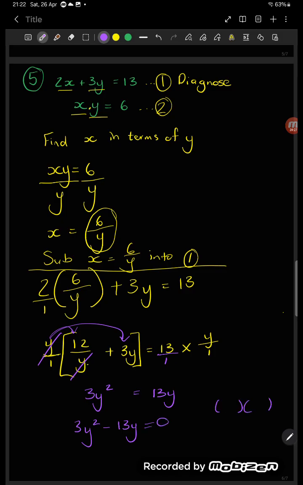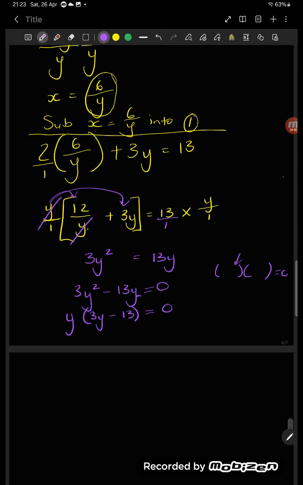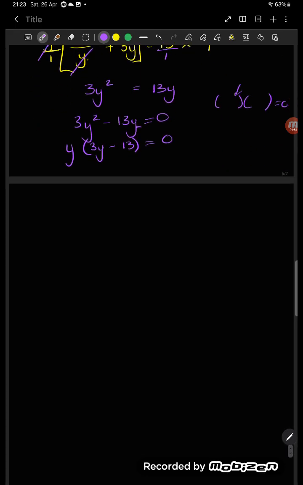Because we essentially need 2 brackets is equal to 0. But one of them in this case won't be a bracket because I don't have another term. So what am I going to do? I'm going to factorize out a y. And then we've got 3y times, what is y squared? 3y minus 13 equals 0. What do I do with this?